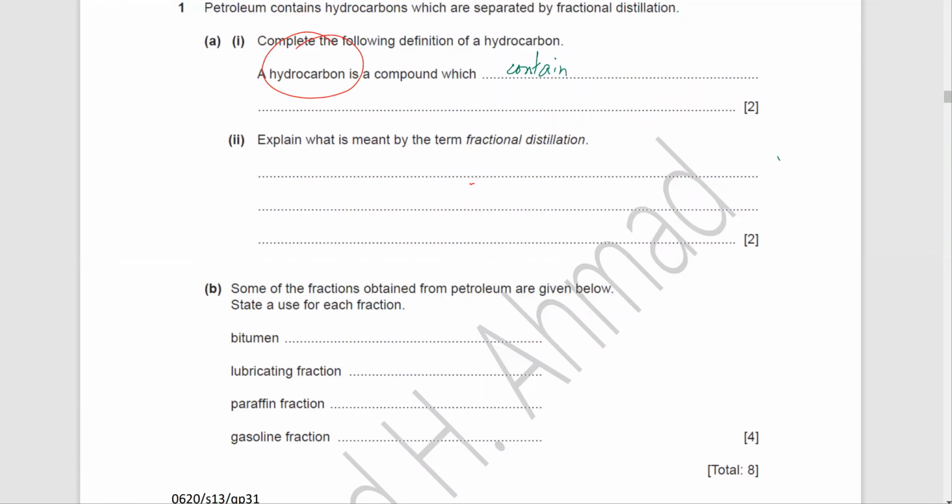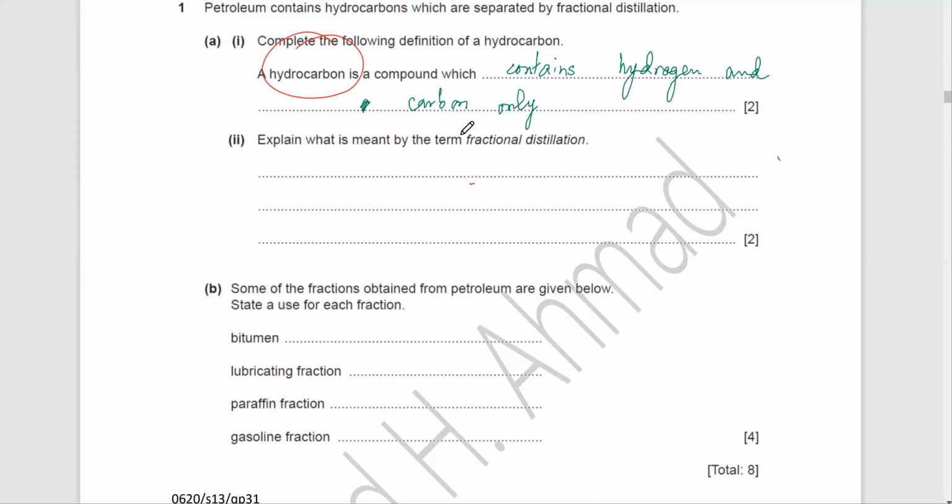A hydrocarbon is a compound which contains what? Hydrogen and carbon only. Remember, only alkanes and alkenes are hydrocarbons. Alcohols, carboxylic acids, they have other elements as well. So they're not precisely hydrocarbons.